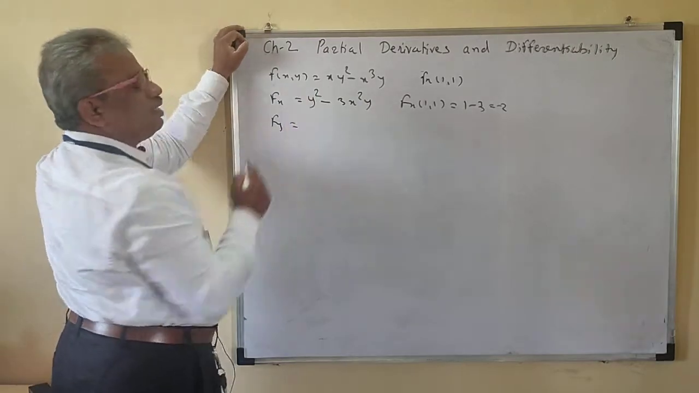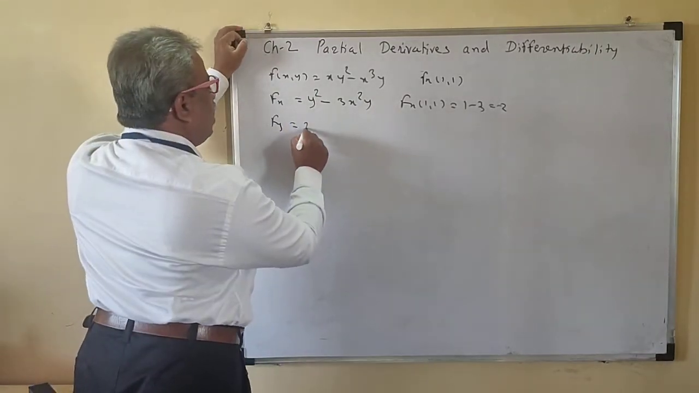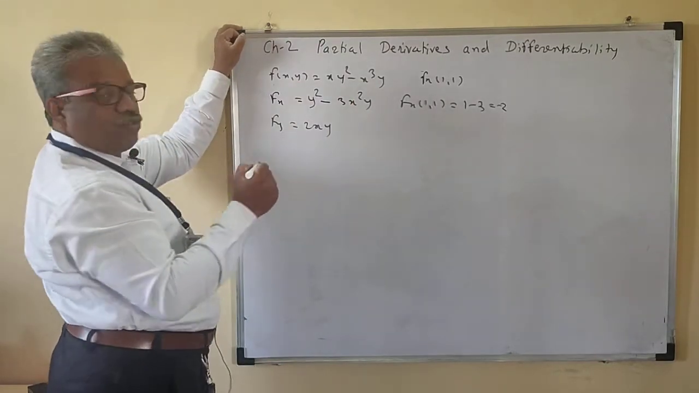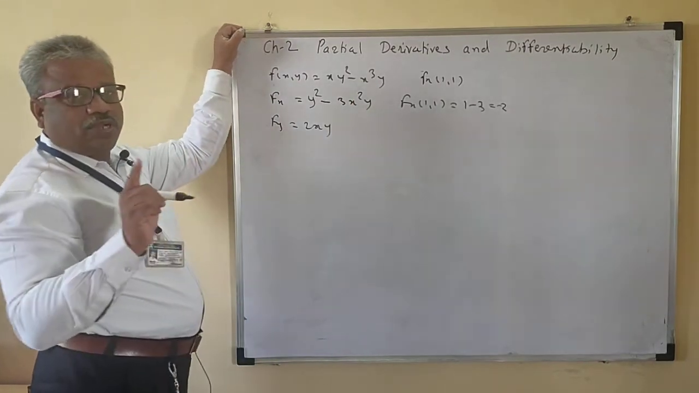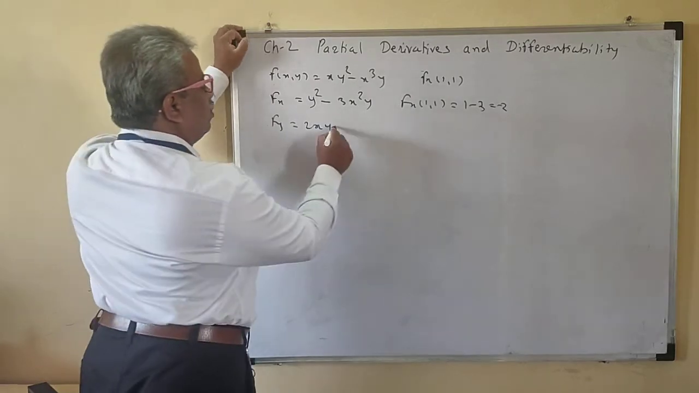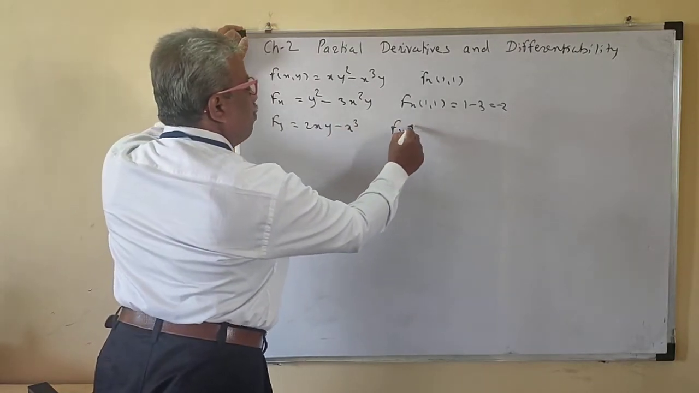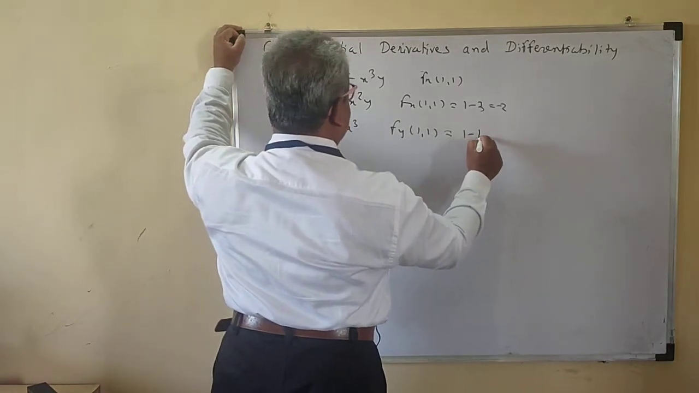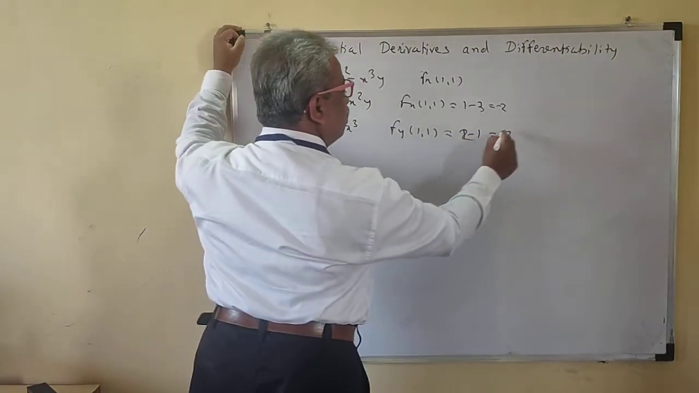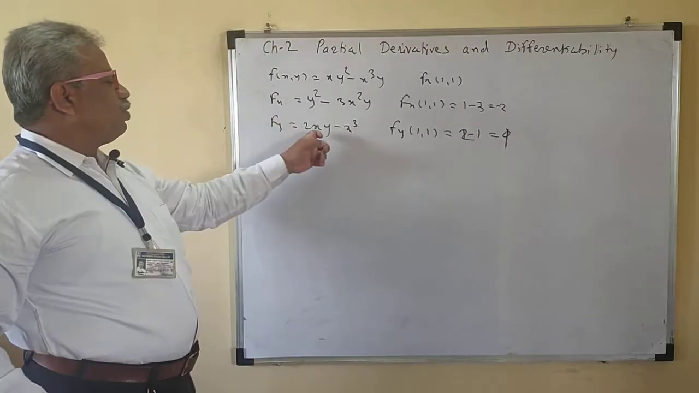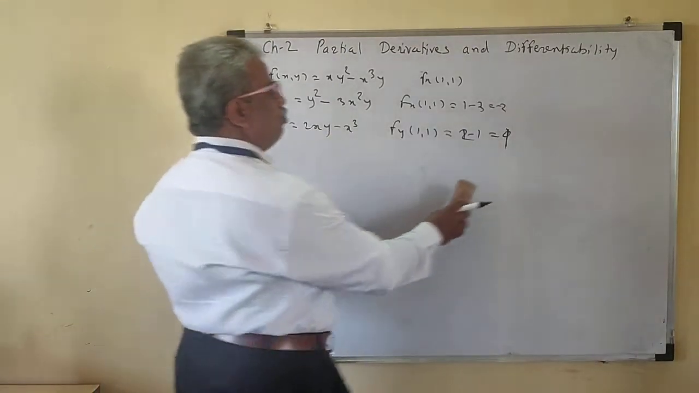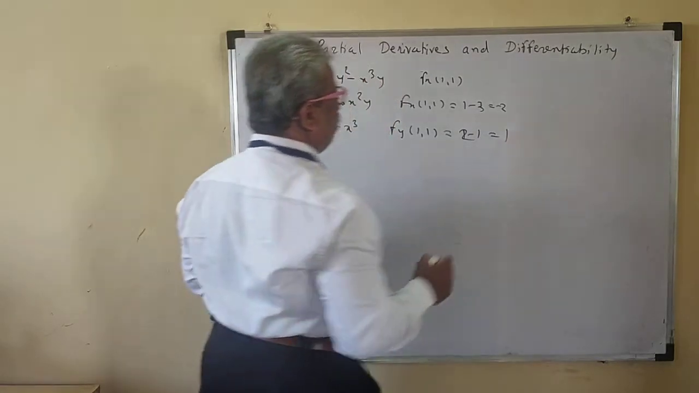Fy: your x is constant now, the derivative of y squared is 2y, so 2xy. Here x cubed is constant, only y has to be differentiated. The derivative of y is 1, so this is minus x cubed. So fy(1,1) is the same as what? You have to put x equal to 1, y equal to 1. So this is 2 minus 1, which is 1.